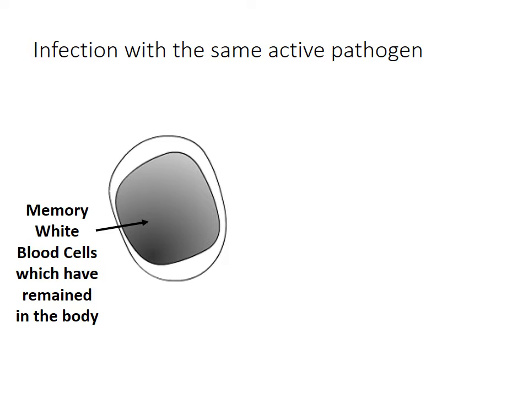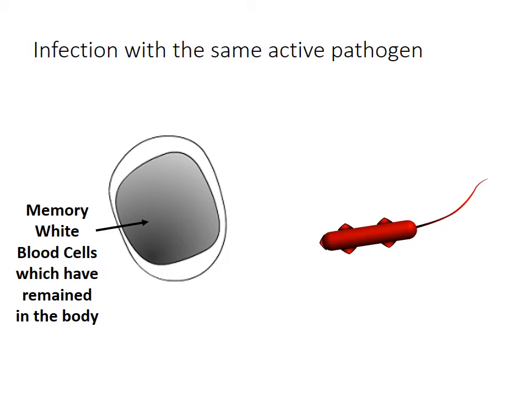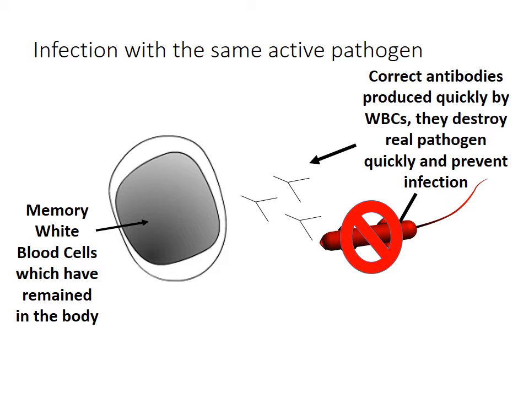So what happens is when you get exposed to the real, active pathogen in real life, so you're wandering around, you come across someone that's got this and you catch it from them, that pathogen will enter your body. Now, you're going to have these memory white blood cells which have remained in your body from that vaccination that you've received. So in comes the real pathogen. We can see it's got the same antigens on its surface, and so your body is going to respond to this. Those memory white blood cells remember how to produce the correct antibodies, and so it produces those correct antibodies.